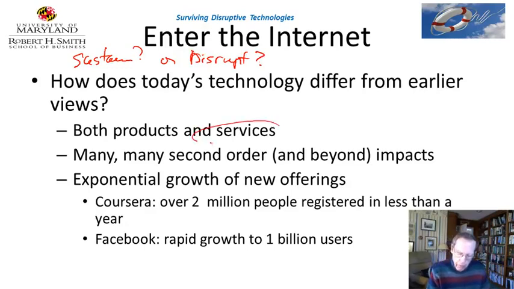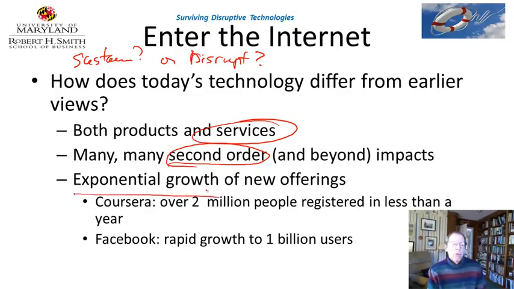First of all, as we've mentioned in the past, a lot of the technology-based disruptions are not about products, they're about services or products and services. I think the other thing that we want to look at is something called second order and beyond impacts. So an impact that is the first order is something you expect. A second order impact is one that you really didn't anticipate, and sometimes is a happy surprise or an unhappy surprise. The other interesting effect of the internet, or characteristic of the internet, is its exponential growth.